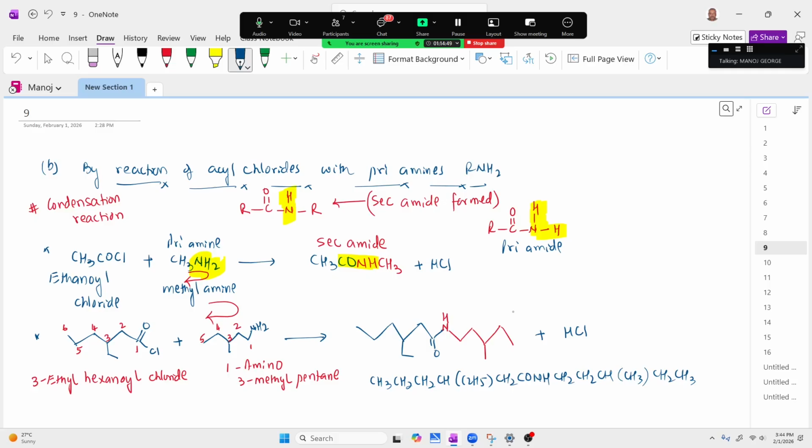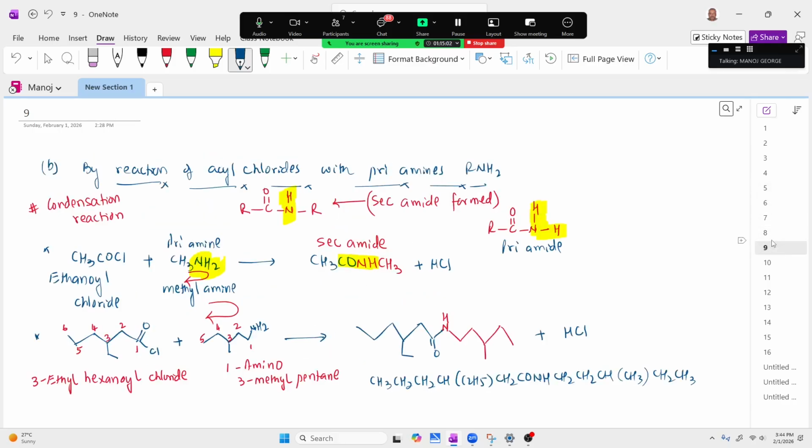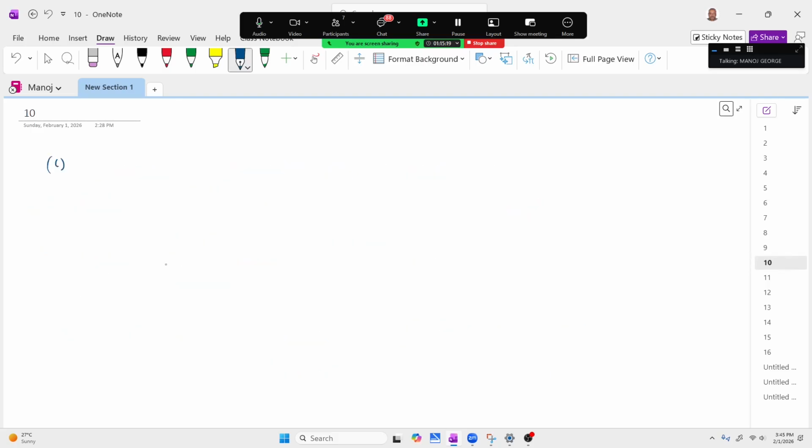So we know now how to make a primary amide. We know how to make a secondary amide. So what we understand is if I react with ammonia, I will get a primary amide. But if I react with a primary amine, I will get a secondary amide. And the syllabus says you react with amine. So they didn't tell which one. So we have to now look at the third option. Third option is what if I do the reaction with a secondary amine? What will happen then? So let's have a look at the third one.